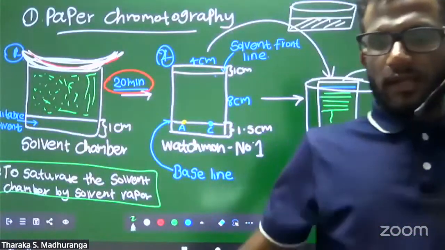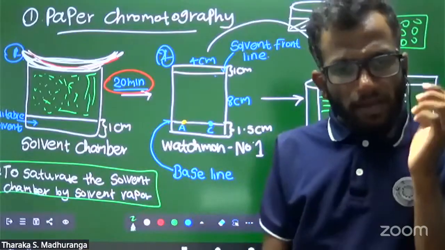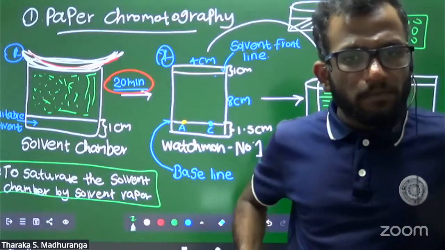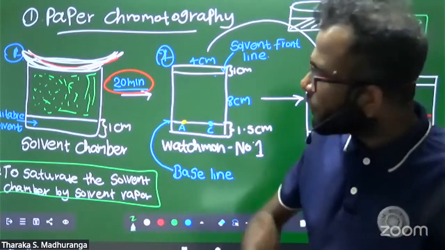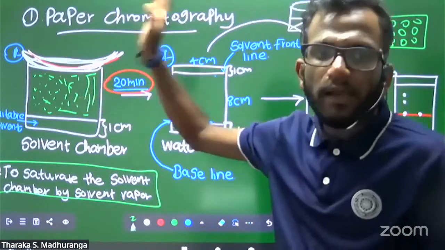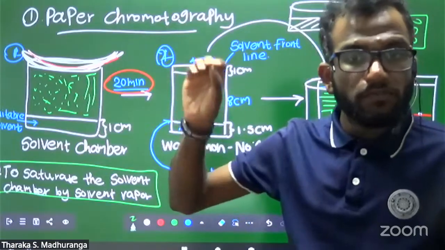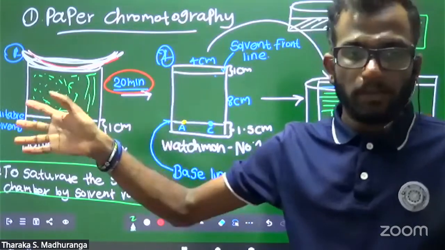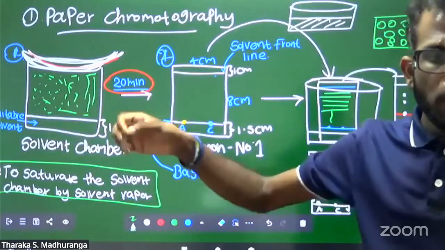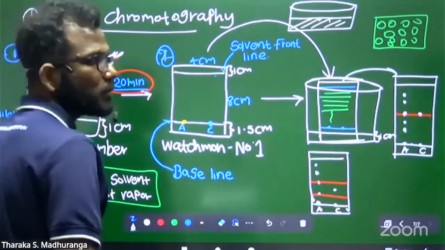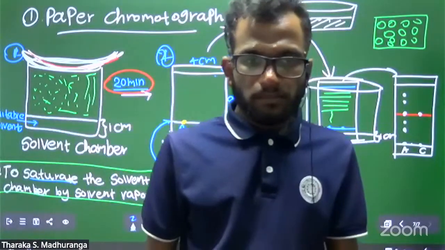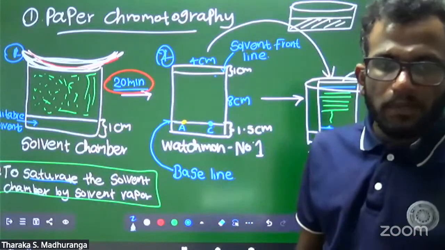Then, in this solvent chamber, why do we close the solvent chamber and keep it for 20 minutes? To saturate, to fill the solvent chamber with solvent vapor. Fill or saturate, that's a perfect word. That's a perfect keyword: to saturate the solvent chamber with solvent vapor.